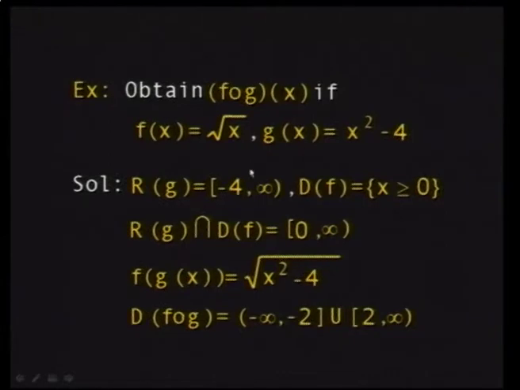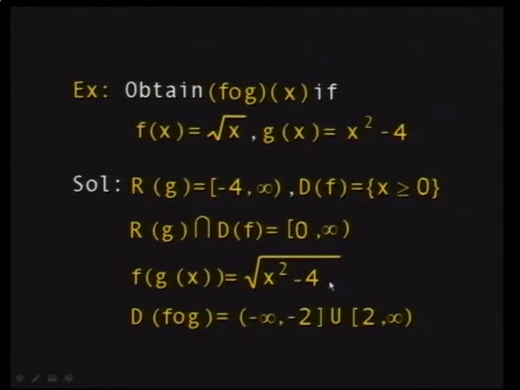Obtain f of g of x if f of x is equal to square root of x and g of x is equal to x squared minus 4. So again here, as I said, you start from where? You start from here. You want f circular g. So for f circular g, you feed instead of x, x squared minus 4. So you start from here. f of g of x, instead of x, you put x squared minus 4.